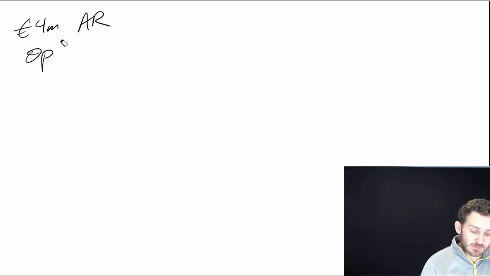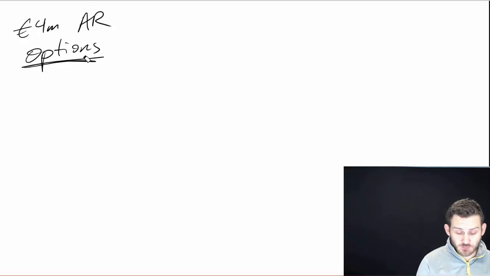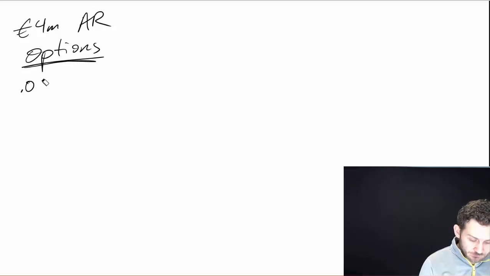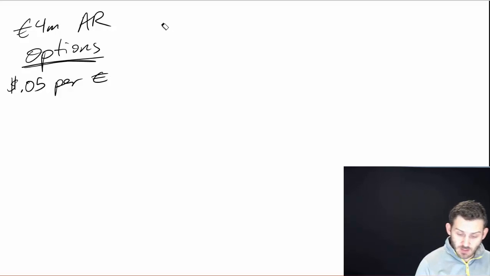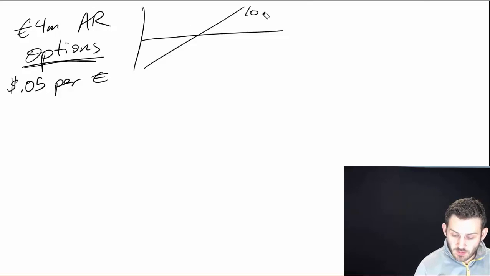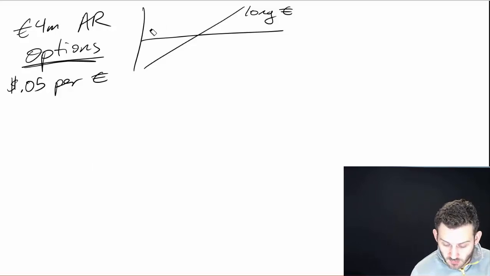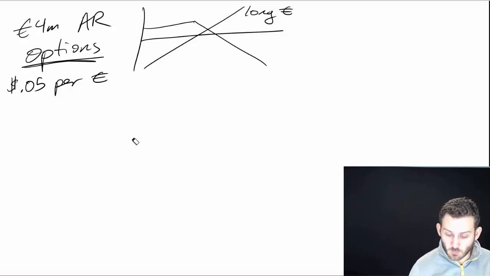If we're going to use this as an option strategy, let's say we are going to hedge 50%, and let's say that our premium per euro is 5 cents. So if we are setting this up and looking at our options, we are long on the euro, and one way we could hedge this is to sell a call.